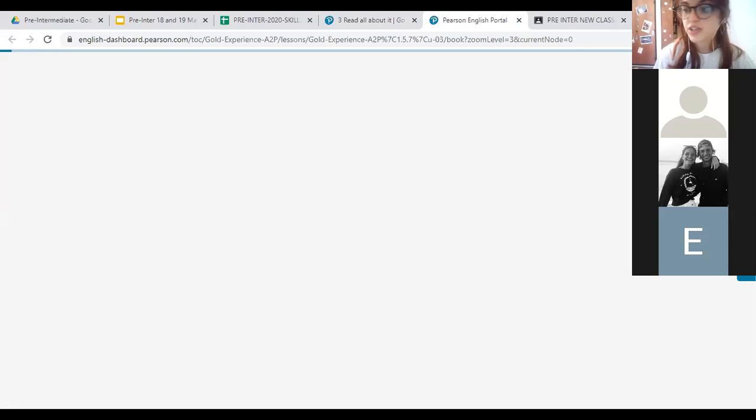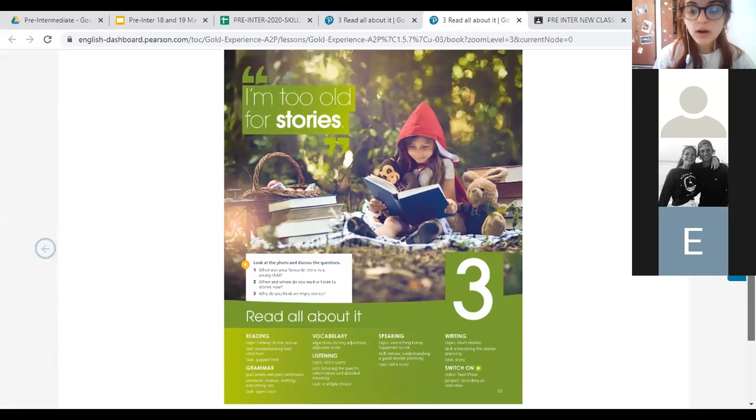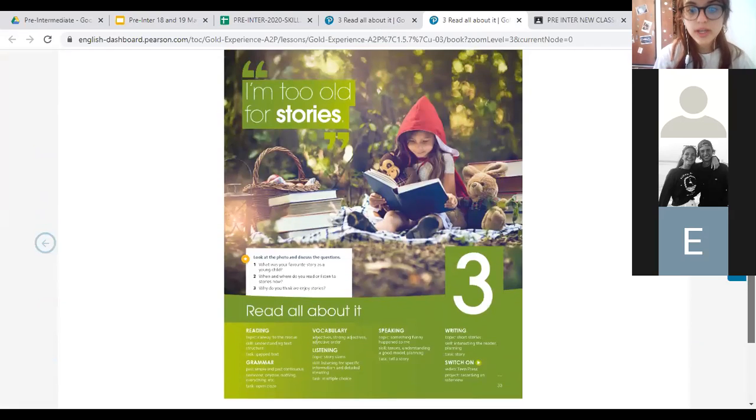This is the introduction of the unit. And we have this picture of, okay, what is this picture? What can we see here? Child reading. Okay, we see a girl. What is she doing? Reading. She's reading. We can see that she has some toys. There are some books and a basket. And it says, I'm too old for stories. What do you think this unit may be about?